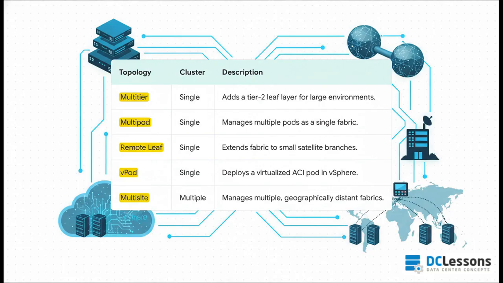You can build a massive, multi-tiered network for a giant data center. You can stretch a single fabric across multiple buildings with something called multipod. You can even extend it all the way to a tiny branch office with a remote leaf. There's even a fully virtual version called vPod. And for the ultimate in scale and disaster recovery, multi-site lets you connect and manage data centers that are hundreds or thousands of miles apart. The point is, ACI can really be tailored to fit almost any need you can imagine.